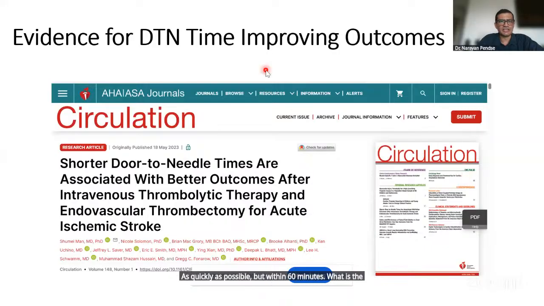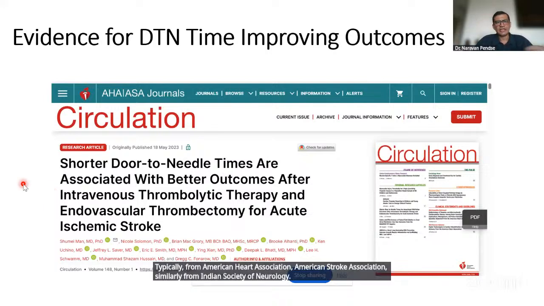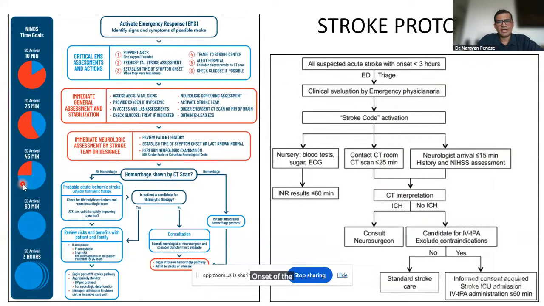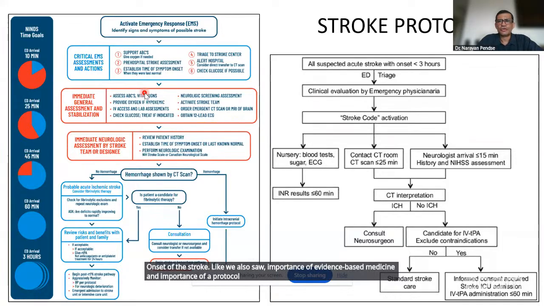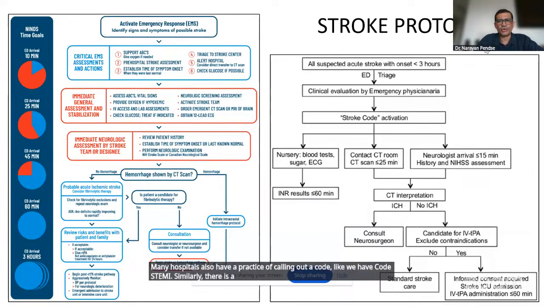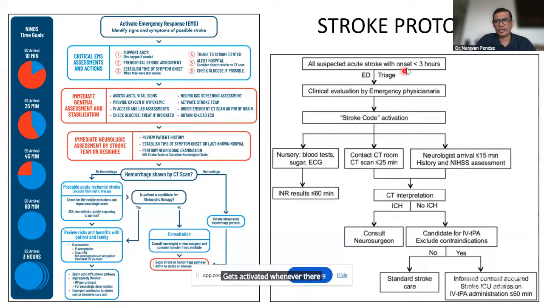What is the evidence basis for this? Typically from the American Heart Association, American Stroke Association, similarly from the Indian Society of Neurology, etc. The door to needle time is taken as 60 minutes from the time of onset of the stroke. Like we also saw the importance of evidence-based medicine and the importance of a protocol. So you should have a stroke protocol instituted at your hospital. Many hospitals also have a practice of calling out a code, like we have code STEMI. Similarly, there is a code stroke or a code FAST, as it is called in my group of hospitals, which gets activated whenever there is a neurological stroke patient.